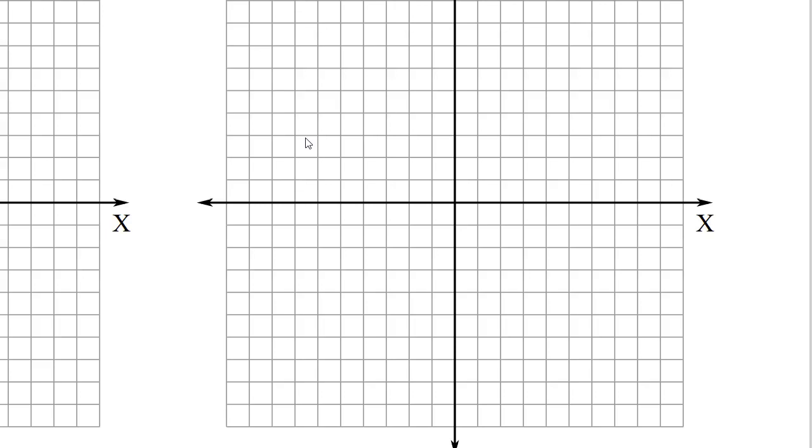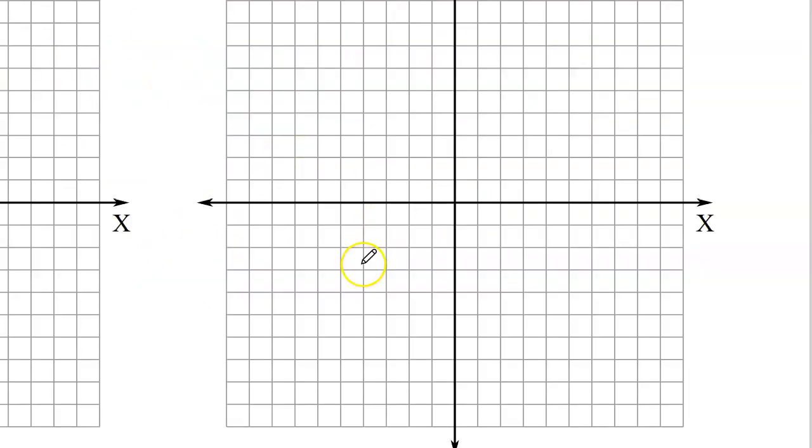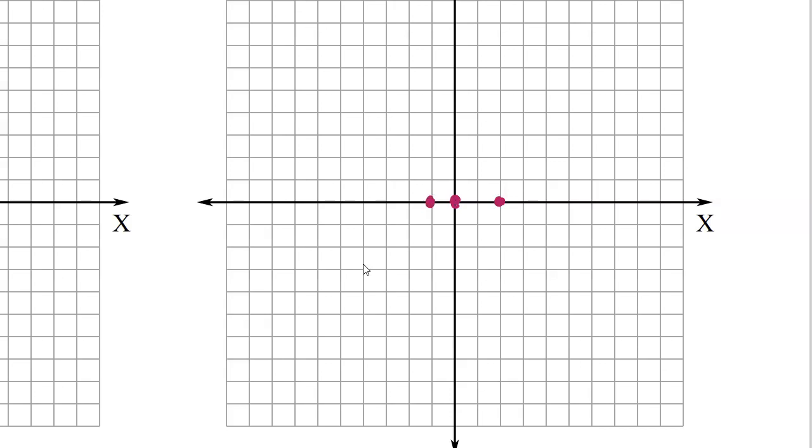Okay, so the last one that we looked at was g of x. We had zeros at 0, 2, and negative 1. Okay, so we had 0, 2, and negative 1. So these are our zeros.